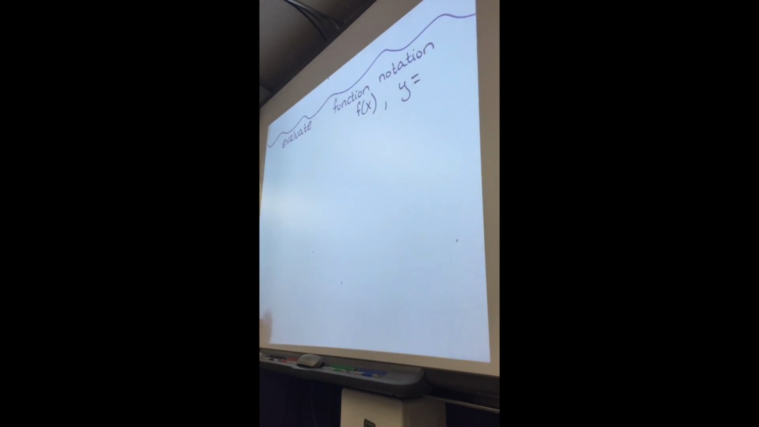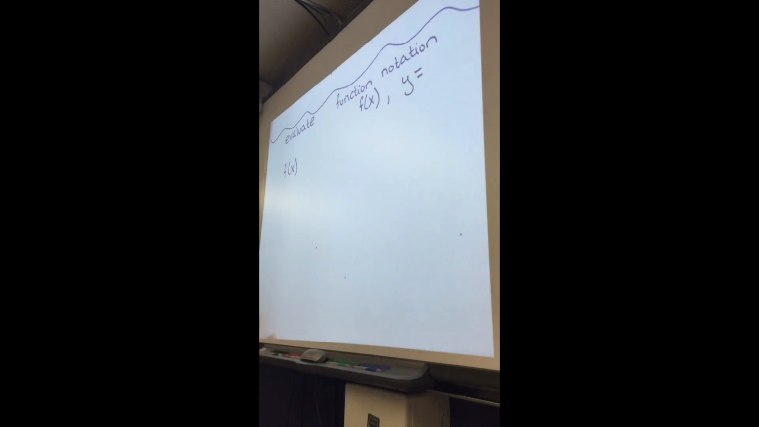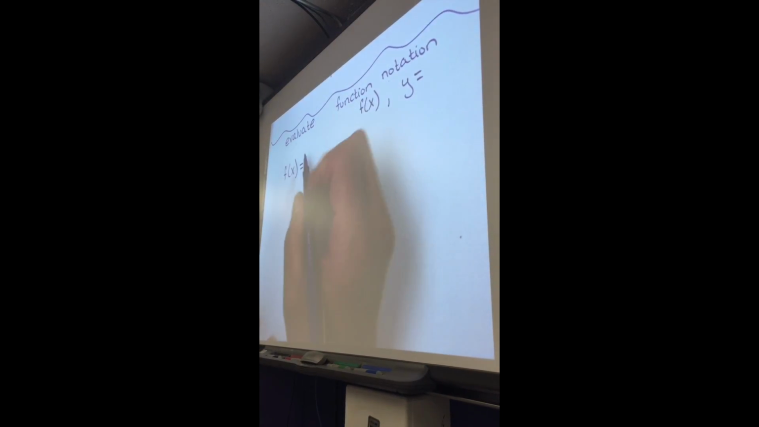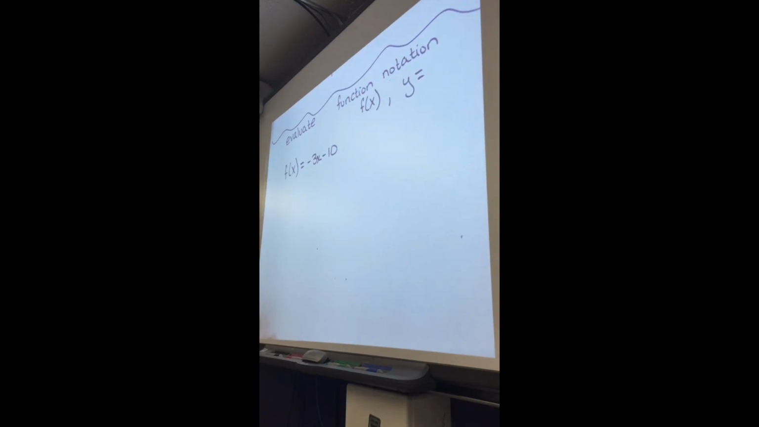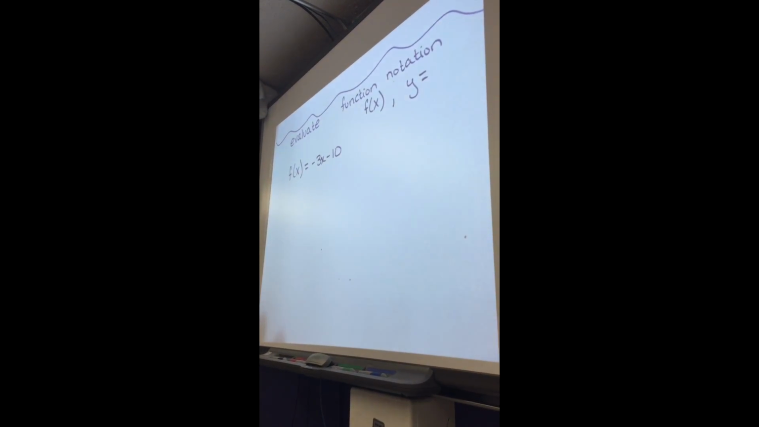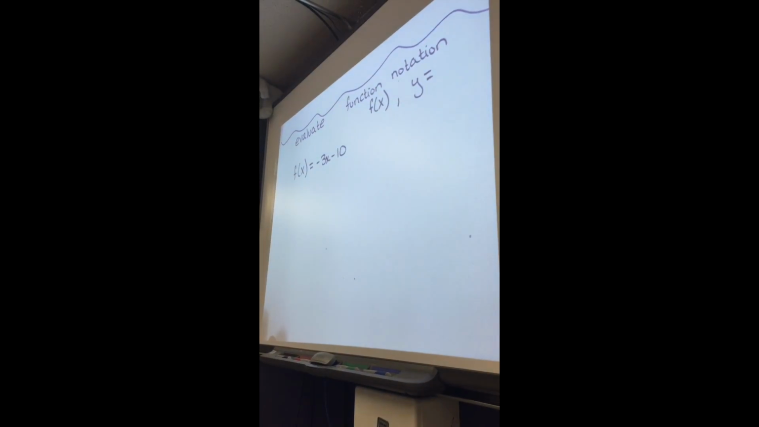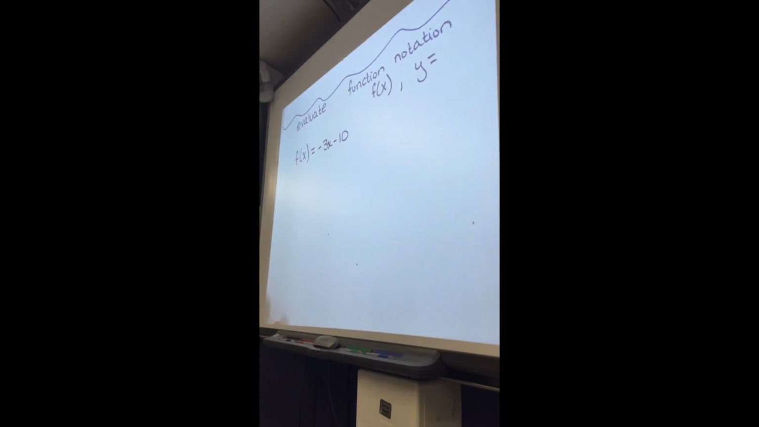Okay? So what they're going to do is they're going to give you a function. And a function could look like this. f of x equals, let's say, negative 3x minus 10. Why don't they just keep it simple for y? Because when you get into trig, there is no y's anymore. It's all function notation. That's why.